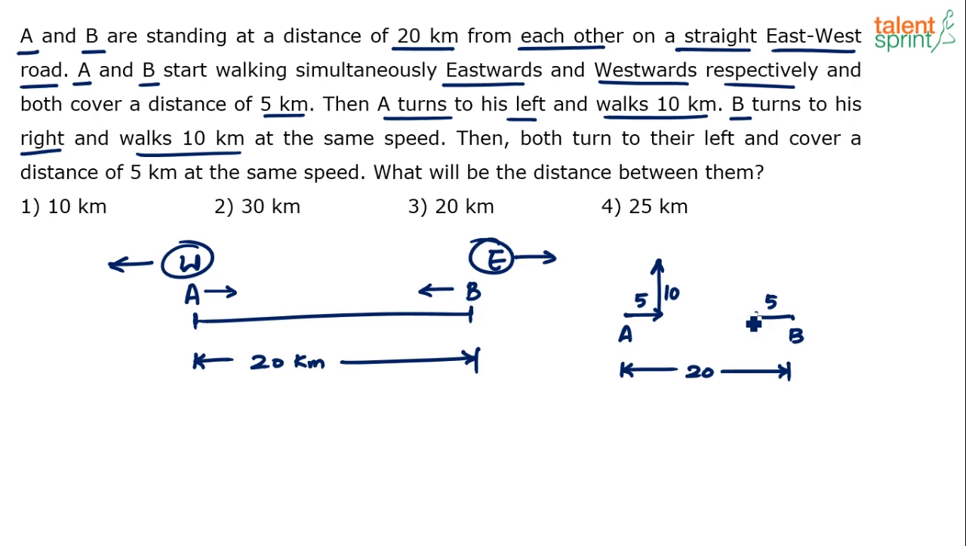You're getting it? The person is facing west. So right of the person is towards north. So now B also turns towards north and walks 10 kilometers. So basically B also comes at the same point or in the same line which A is at.